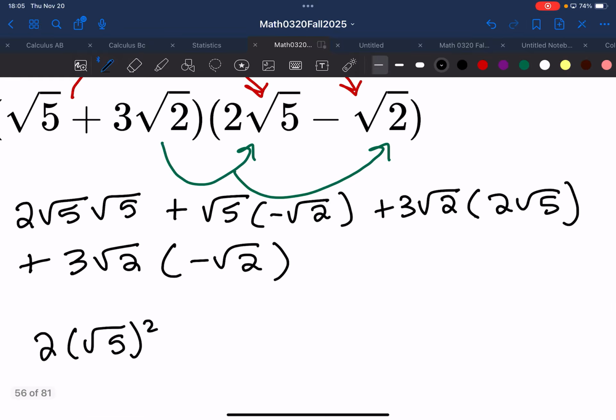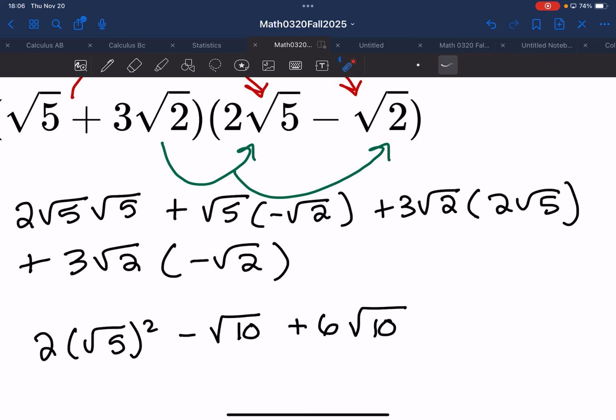Okay, on the next one, square root of 5 times negative square root of 2 is going to be negative square root of 10. Okay, the next one where it says 3 square roots of 2 and 2 square roots of 5, I'm first going to multiply the coefficients, which are 3 and 2, so that gives me, multiplying them, 6, and then I take the square root of 2 times the square root of 5, and I get the square root of 10.